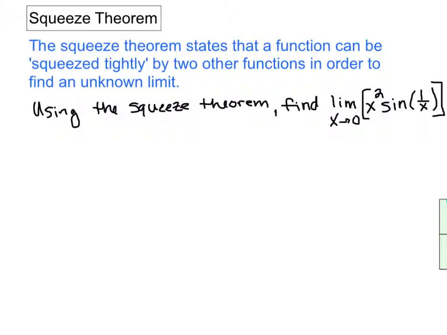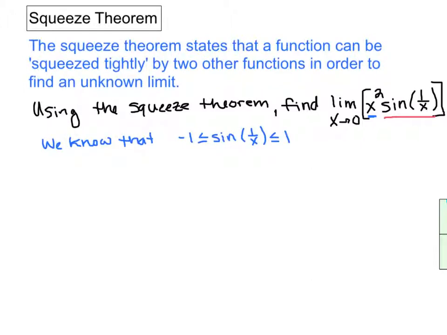We have the sine function. Let me make that a different color. We have the sine function, and we have this x squared function. We know how to find the limit of an x squared function, alright? So let's keep that in mind. We also know a lot about the sine of x function. We know that sine bounces between -1 and 1.